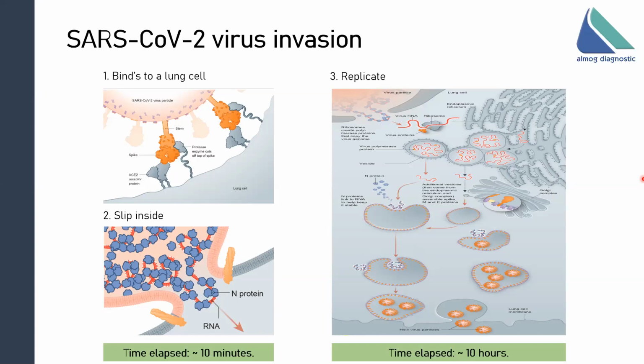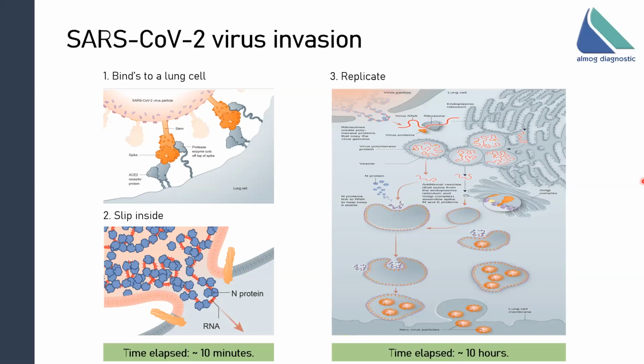Then the second part is the slipping inside of the virus. The virus and the host cell membrane are fusing, allowing the virus RNA, which is the molecule that encodes the genome. The genome of the virus is around 2 dozen genes. And now the virus is actually pouring into the cell body. There is a fusion between the membrane of the virus and the membrane of the host cell. A channel is being formed, allowing the N protein and the RNA to enter the lung cell or any other infected host cell. This slipping inside process takes about 10 minutes.